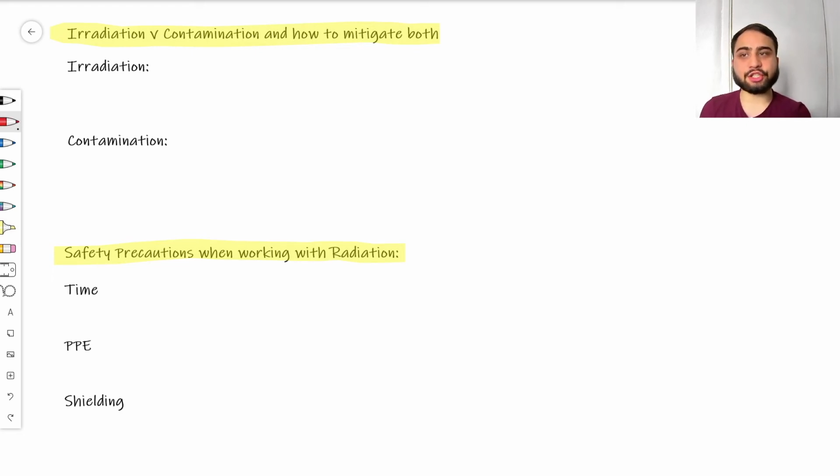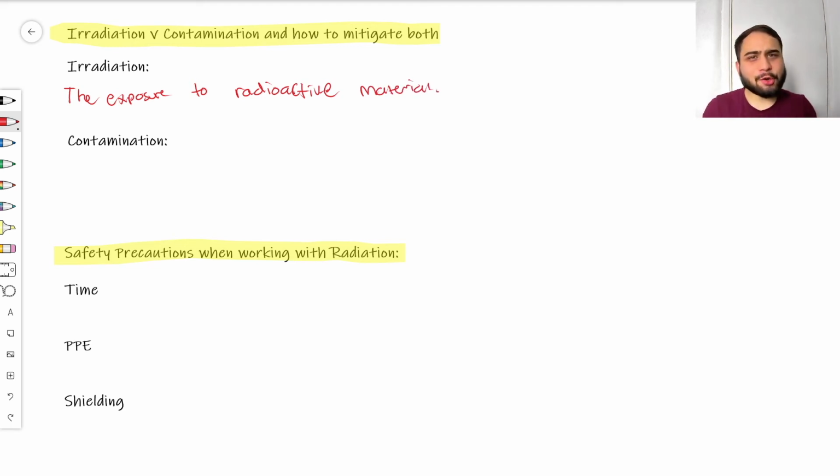So irradiation just talks about the exposure to radioactive material. Okay, so technically in real life, all of us are constantly being irradiated at all times, because remember earlier on I told you that everything around us, the food we eat, the air we breathe, the clothes we wear, are all very, very slightly radioactive. So really we're all technically always being exposed to some form of radiation, so we're being irradiated. But that's very different to contamination.